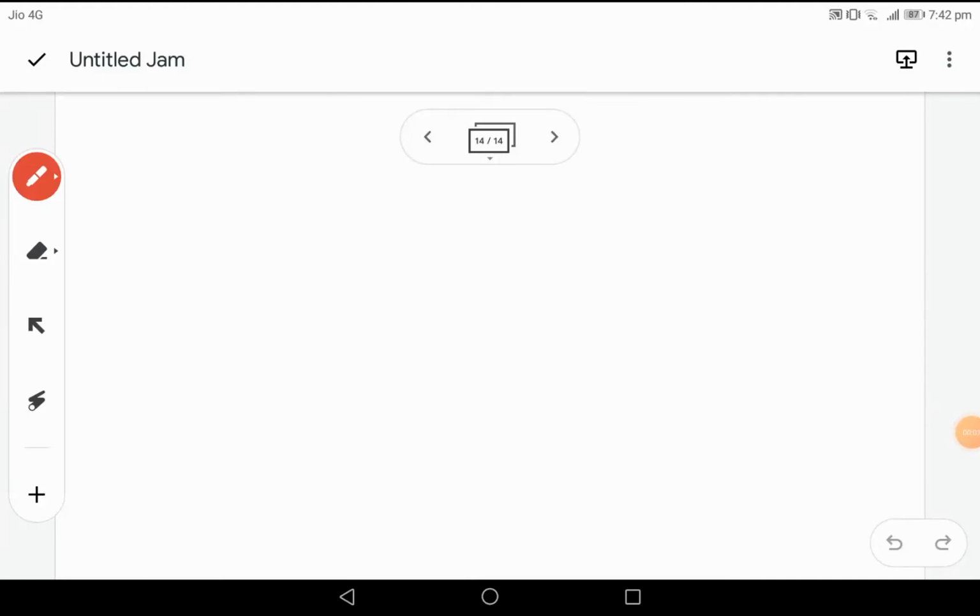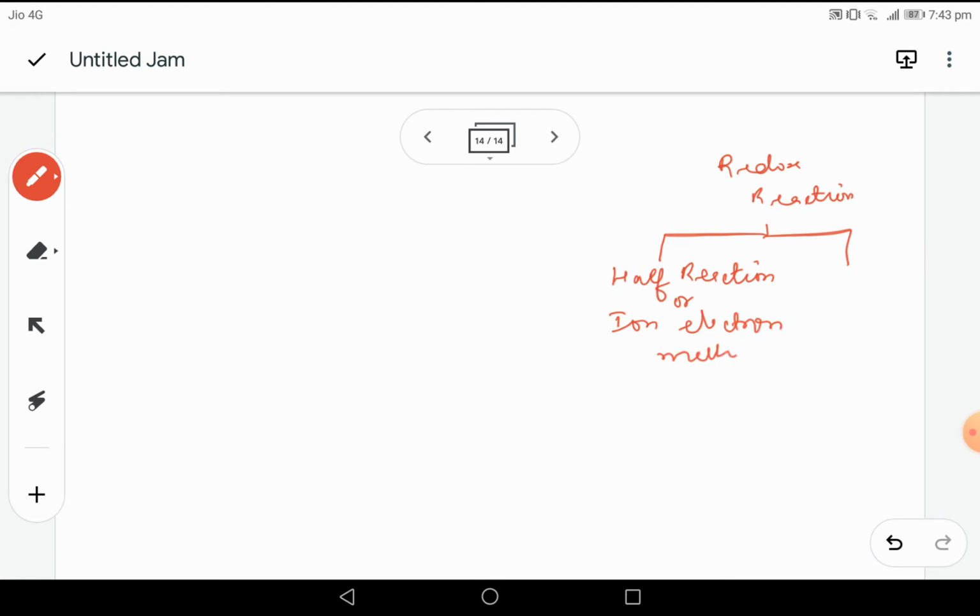Hello everyone. This is part 3 of the chapter redox reactions, and in the previous two parts I have discussed that there are two ways of balancing redox reactions, right? The first way I have discussed already and two videos are already posted, which is the half reaction method, and this method is also called the ion electron method.